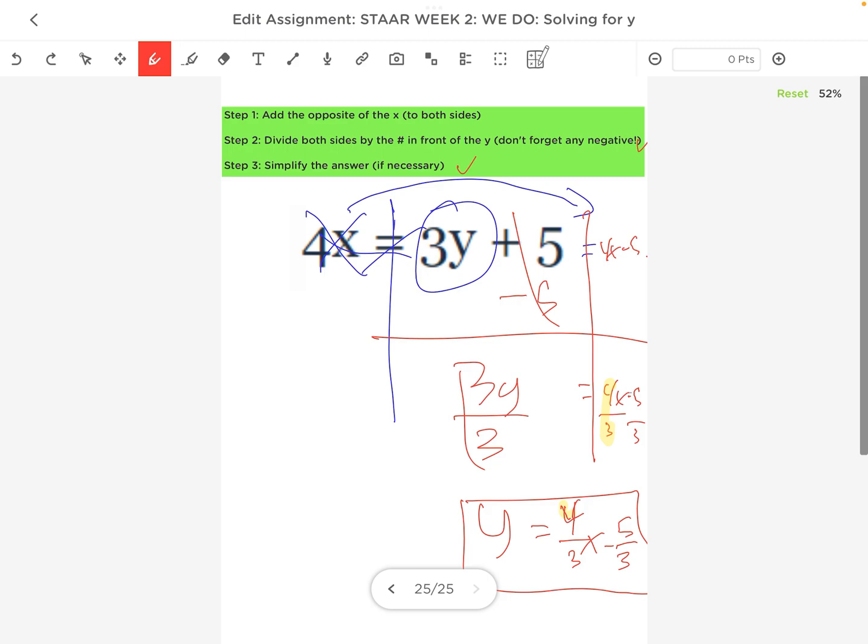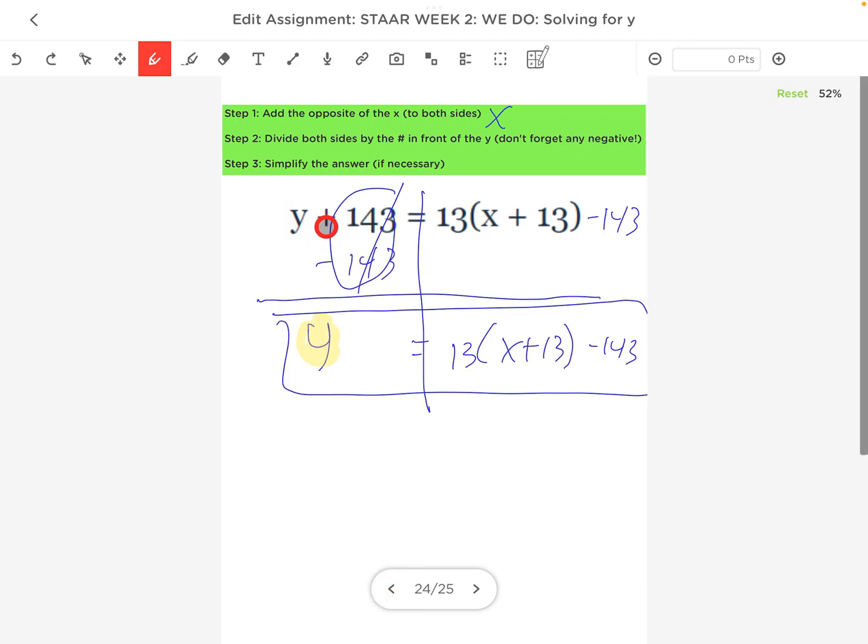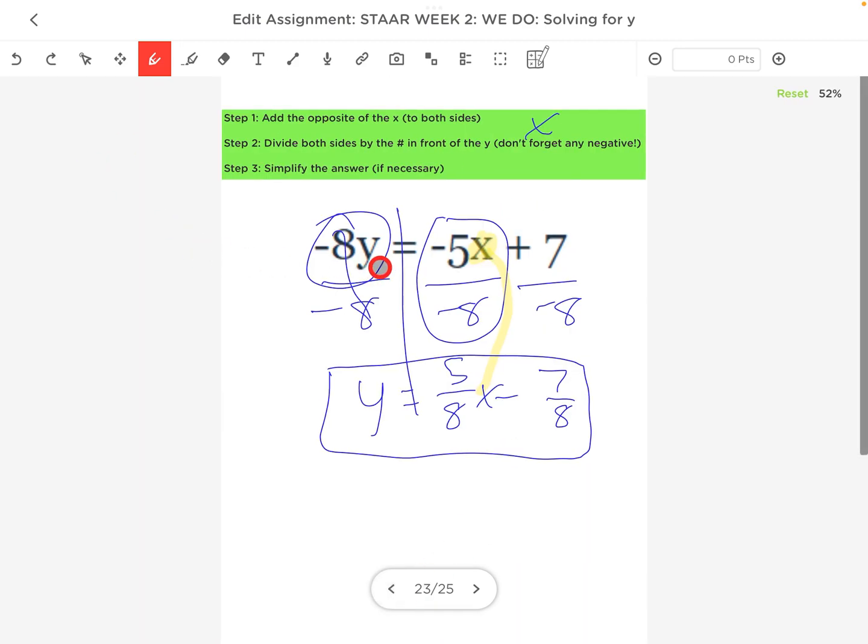Okay, so those are the 5 varieties that we would have. Maybe the x is on one side, just move it to the other side, follow the same procedures. Maybe x is on the other side and we have something with the y, just move that to the other side, follow the same procedures. Maybe we have everything on the other side other than just the y, just divide, follow the same procedures.